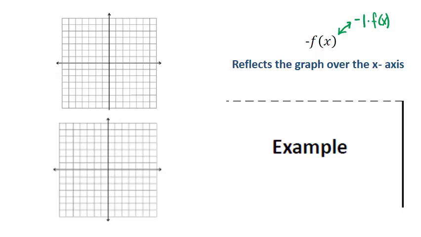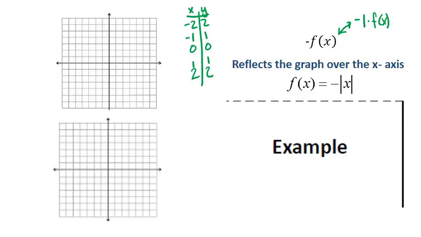Again, this reflects it over the x-axis. Let's take a look at this example. The negative, notice, is outside of the absolute value. So when I have my parent table, we have to decide, am I going to multiply the x's or the y's by that negative? If it's on the outside of the absolute value, outside of the parent function, it affects the y values.